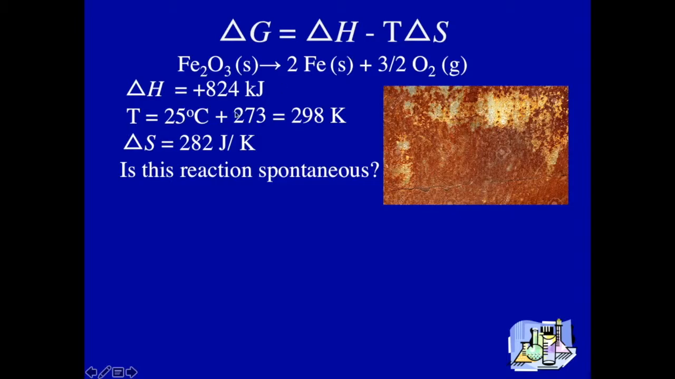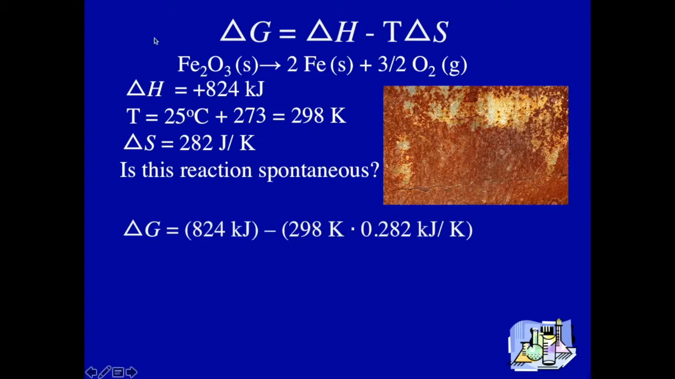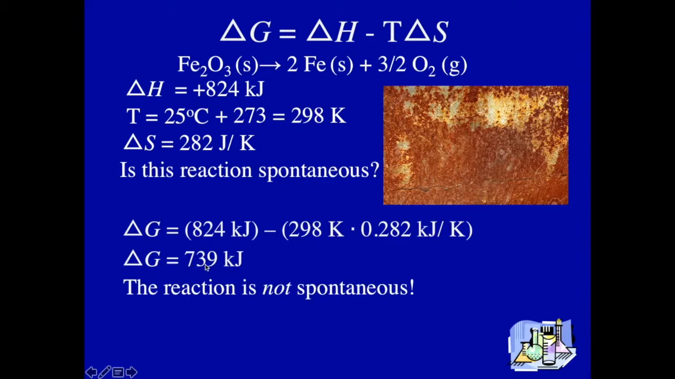If this reaction were to proceed, we would increase entropy. We would decrease heat quite a bit. Plug in my components, so this would be 824 kilojoules minus my temperature at room temperature, and then again I change my joules to kilojoules per degree Kelvin. What do I end up finding? I find out that delta G is a positive value. The reaction is not spontaneous.